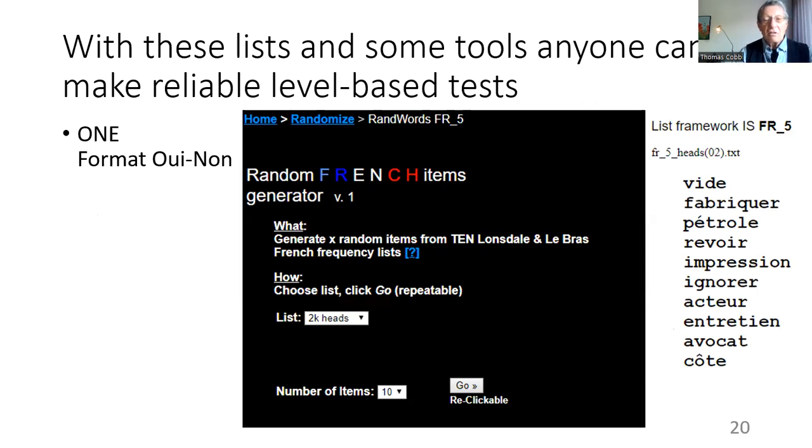However, let's look at a different format of tests, which is the Meara type test, yes, no. If you have frequency lists, here's the thing on my website that can generate random sets of 1K items, 2K items. These are 2K items. So vide, fabriquer, pétrole, revoir. You probably know these words. Most of them are cognates, although some of them are false cognates like ignorer. You probably don't know entretien or exactly what coq means. Anyhow, with these, you can make a nice test.